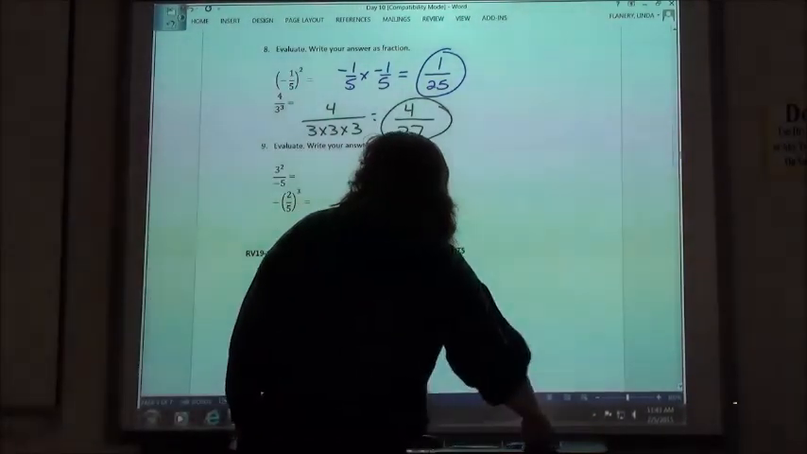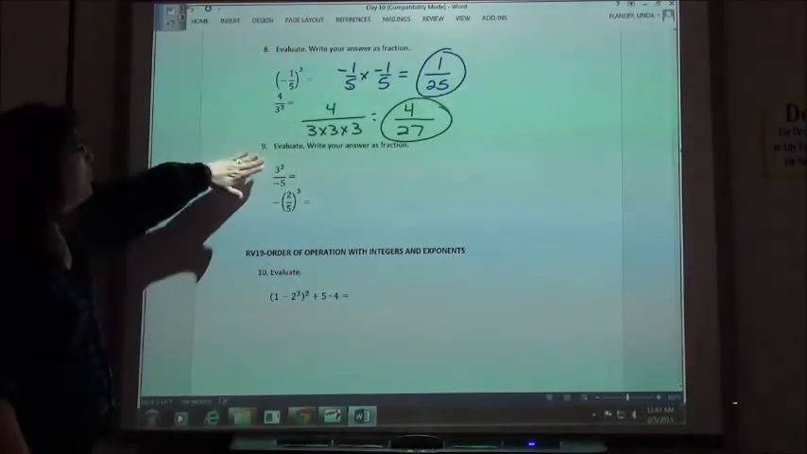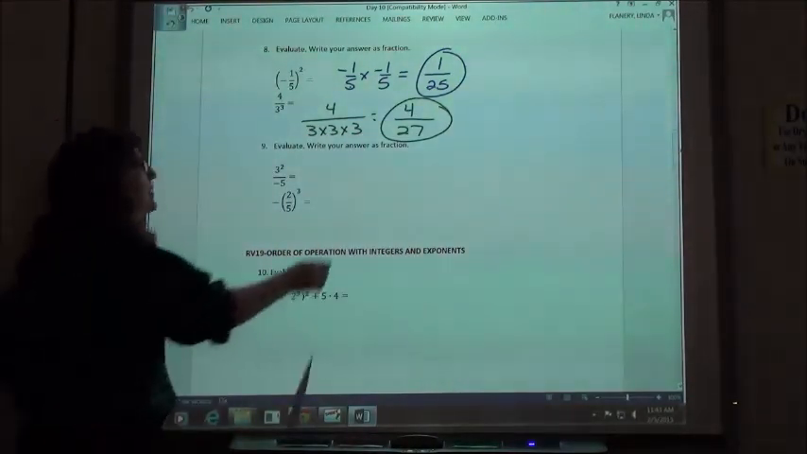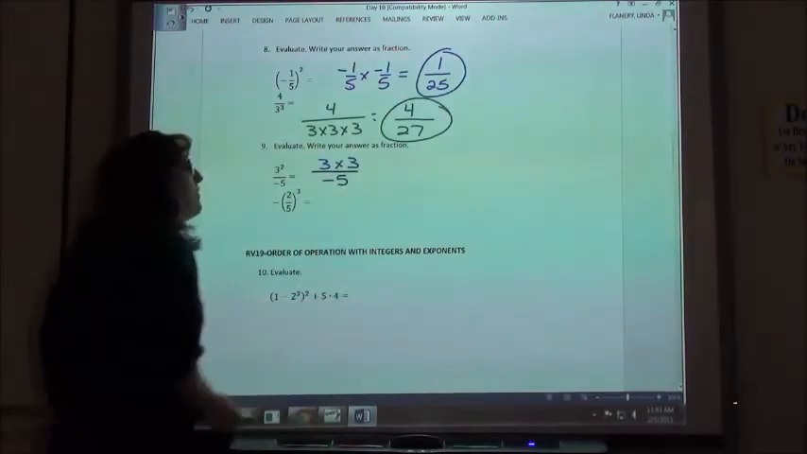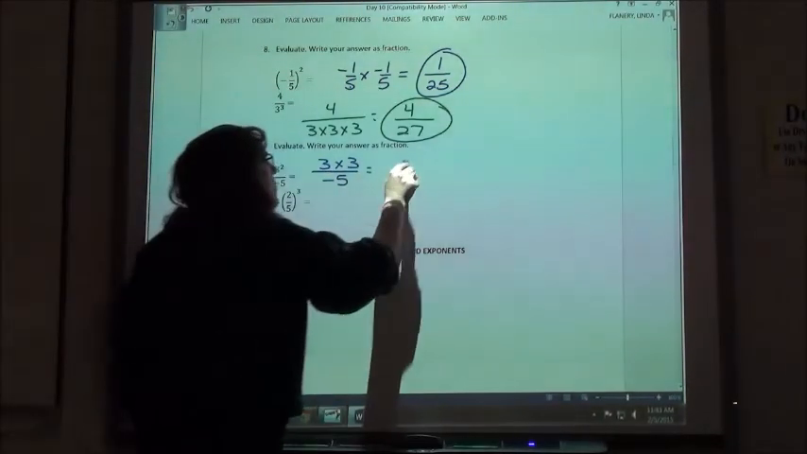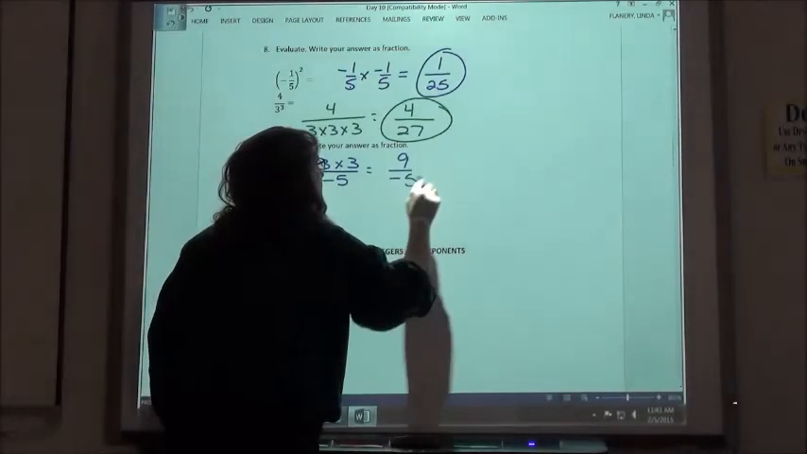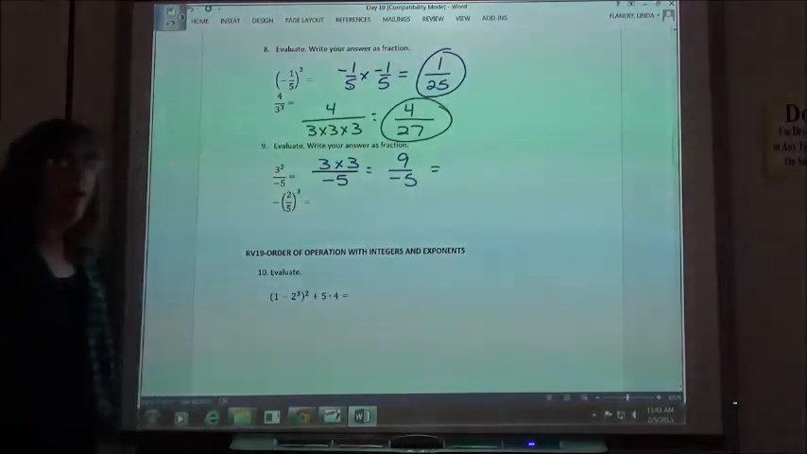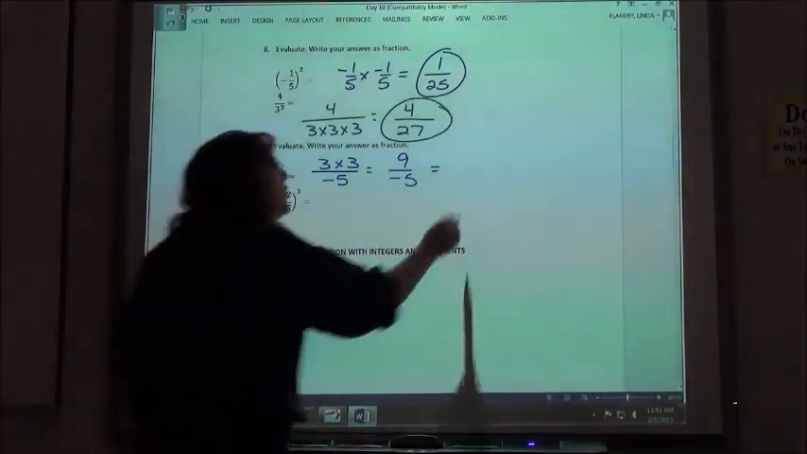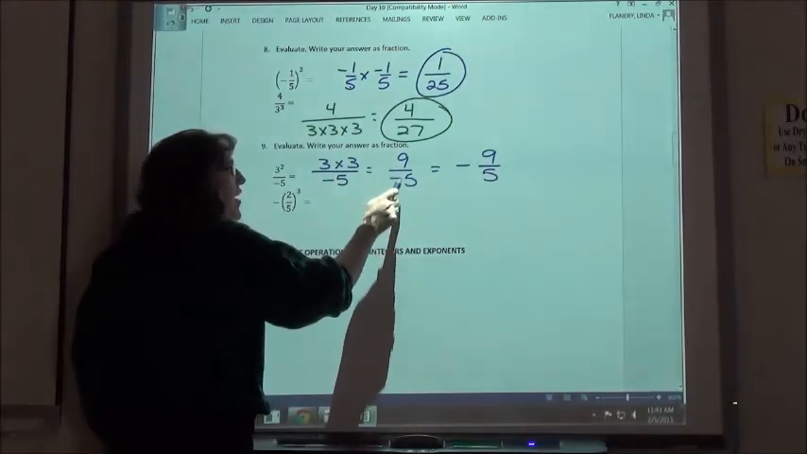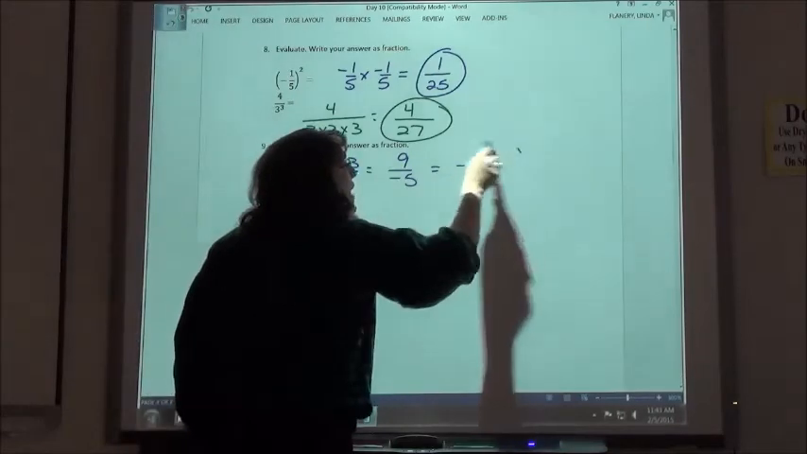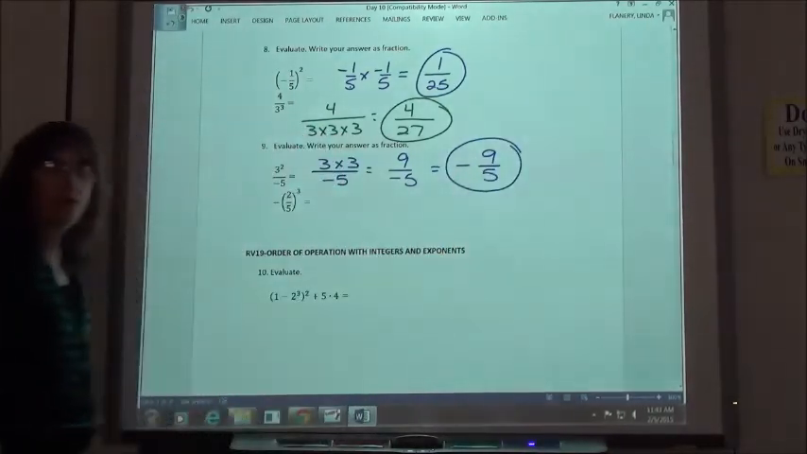Number 9. 3 squared over negative 5 means I have 3 times 3 over negative 5. I end up with 9 over negative 5. And 9 over negative 5, when you put your answer in, means you have a negative 9/5. A positive divided by a negative means the fraction is negative on your answer.